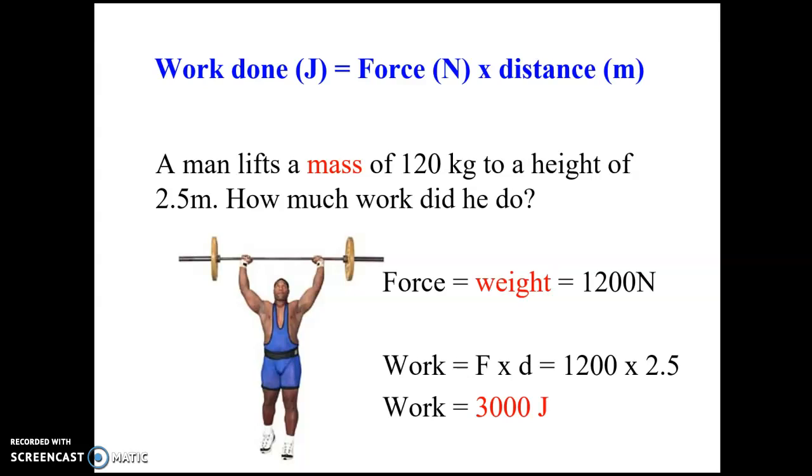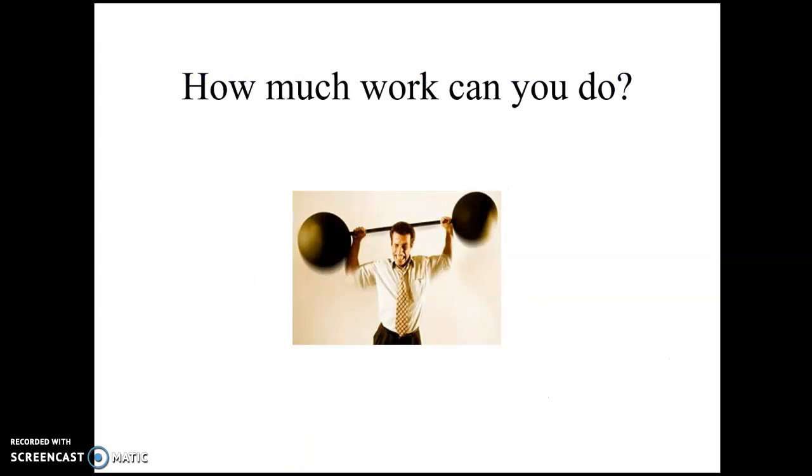Then we can just use our formula. So work is force times distance. We've just calculated that the force, the weight, is 1,200 newtons, times 2.5 meters. So he's done 3,000 joules of work.